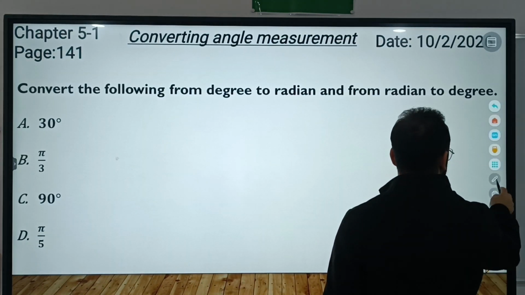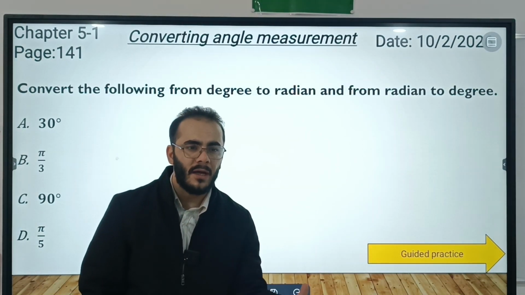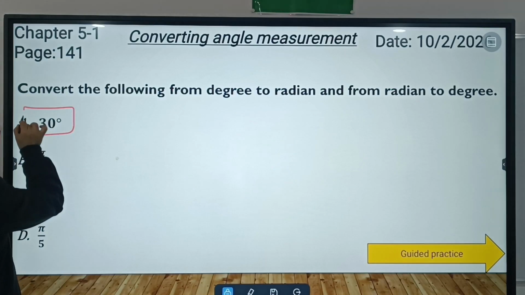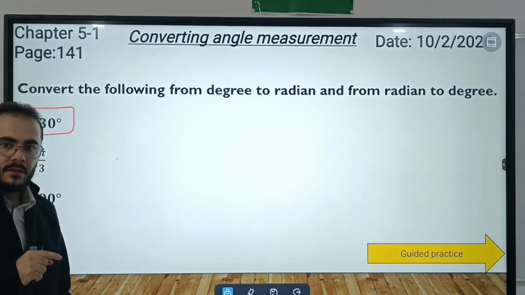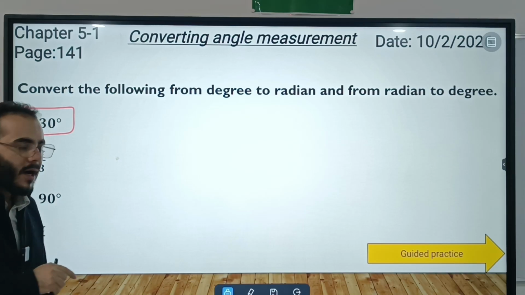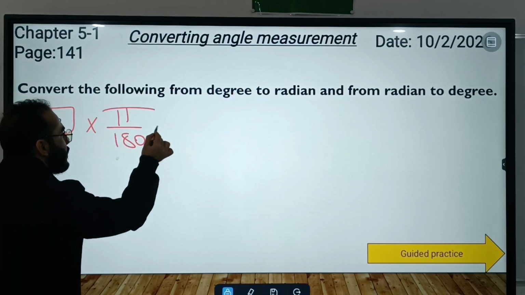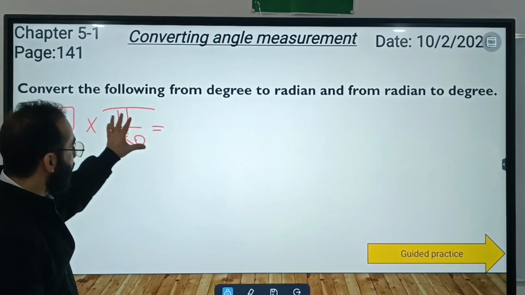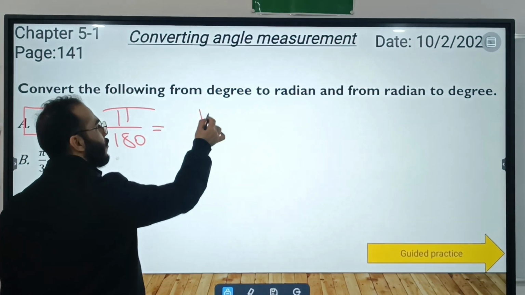Great. So right now, let's find out how we are going to convert degree to radian and vice versa. So if the degree was given, always multiply by pi over 180. Always multiply the given degree by pi over 180 in order to turn it to radian. So always pi will stay.